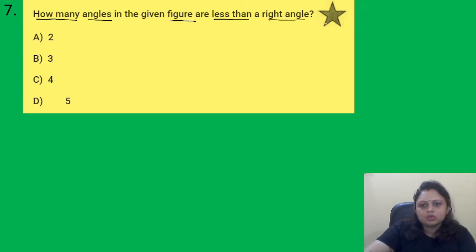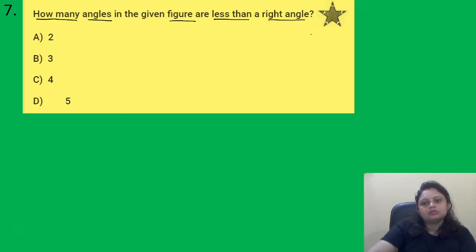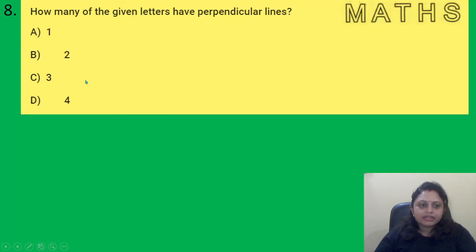Okay. So this one, 2, 3, 4, 5. So these are the angles which are less than a right angle, or 90 degrees. How many are there? 1, 2, 3, 4, 5. Right. So correct answer is option D, that is 5. Coming to the next question.